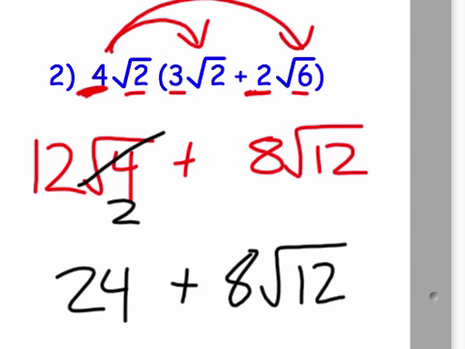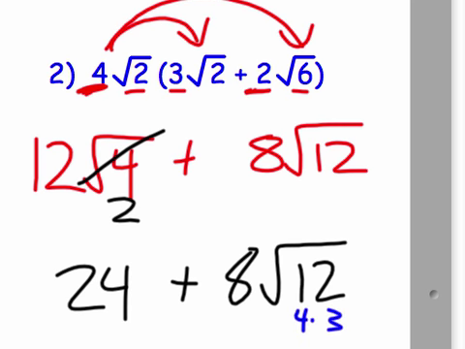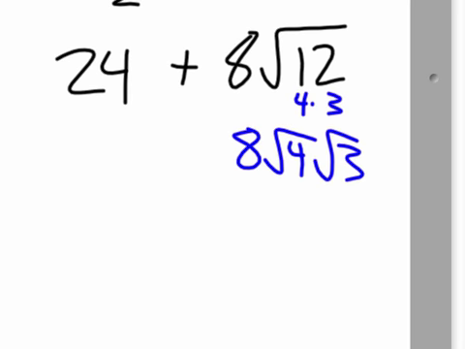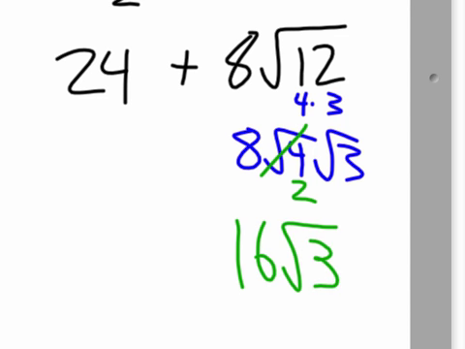If you have a square root, does it have perfect square factors? Well, 12 does: 4 times 3. So some of these take a little bit of work. So really I have 8 times the square root of 4 times the square root of 3. And the square root of 4 is really 2. So 8 times 2 is 16. So I really have 16 times the square root of 3 there. And let's bring down my 24.